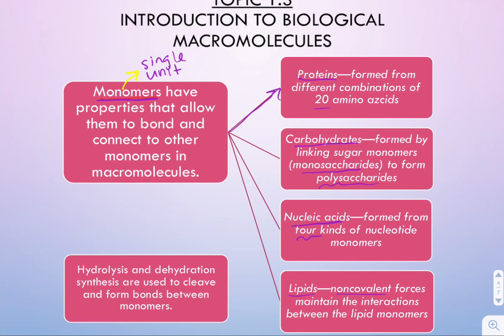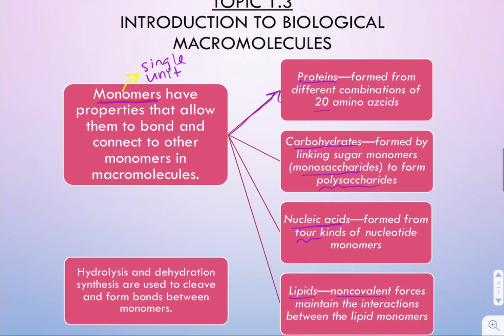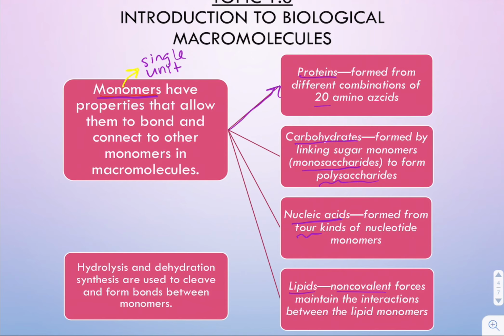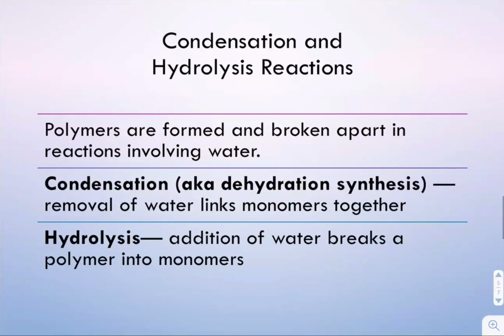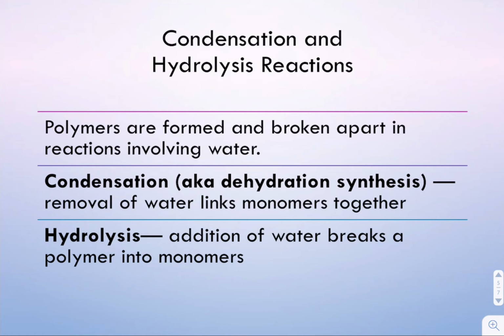So how does this relate to this chemistry of life business? Getting really into the chemistry aspect of it is basically the processes by which these are created, which are hydrolysis and dehydration synthesis. Both of these processes are used to break bonds and to form bonds between the monomers to create these polymers, right? These macromolecules, these big molecules we're going to talk about soon. So just in case you don't remember, dehydration synthesis and hydrolysis. Polymers, remember, many repeated units, are formed and broken apart in reactions involving water.